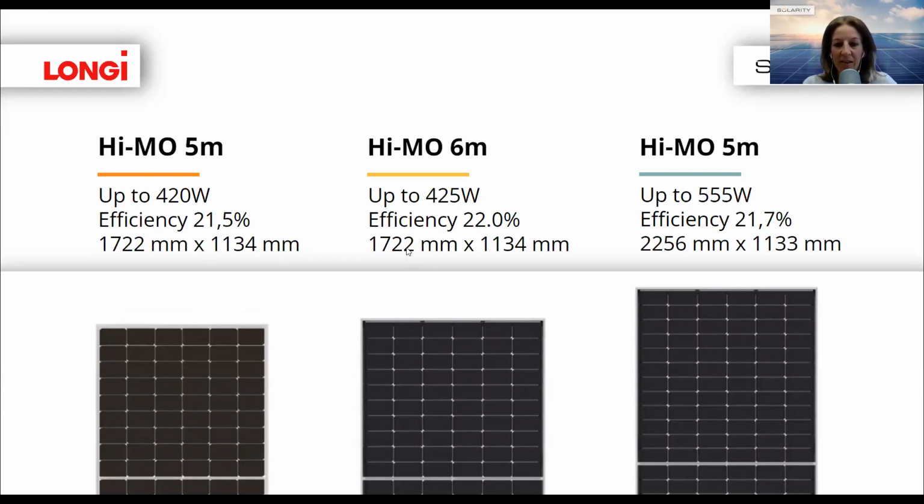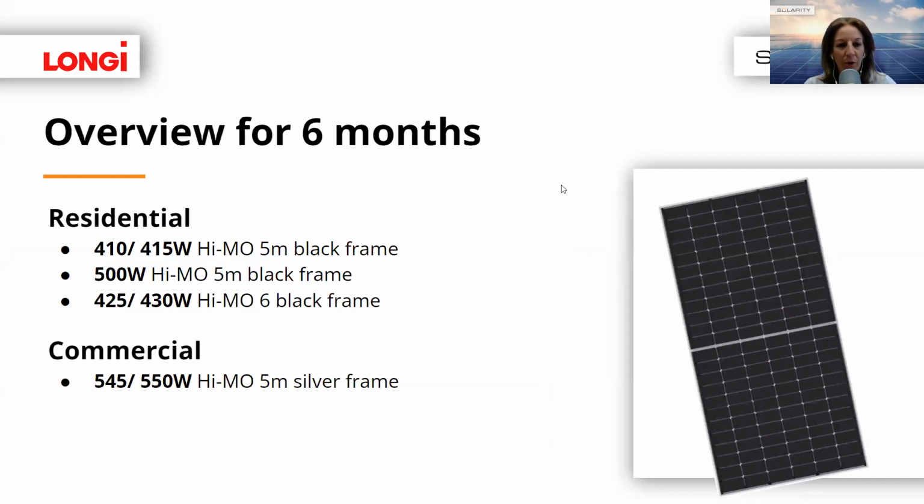Here is some basic information, and let's go through an overview of what we have in our stock. Definitely the 410, 415 with the black frame, small residential models, are always available. We were quite curious in the beginning of the year about the 500 watt peaks. In January we didn't know how many containers to have in stock. Then we decided slowly to get something, and now I would say it's the biggest demand.